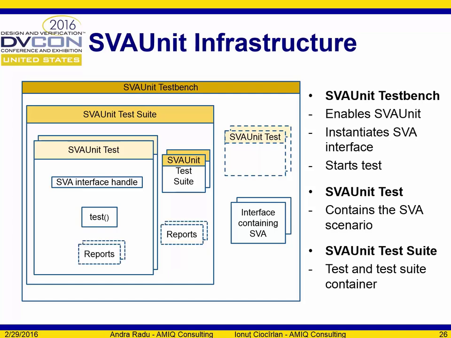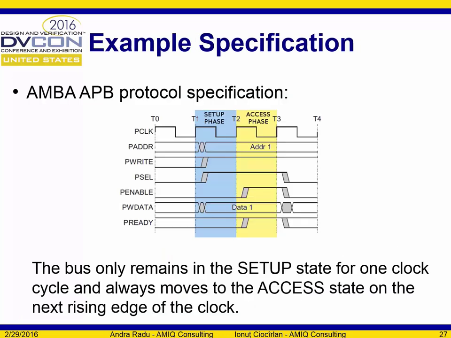And of course, we have some valuable reports that can be accessed from both unit test level and test suite level. I will talk about them shortly on what information they contain. Now that we've seen the infrastructure, let's see how we could use it to verify the assertion that we've seen previously. So I will use the same example from the APB protocol specification, and we have the assertion that checks that from the setup phase to the access phase we go correctly.